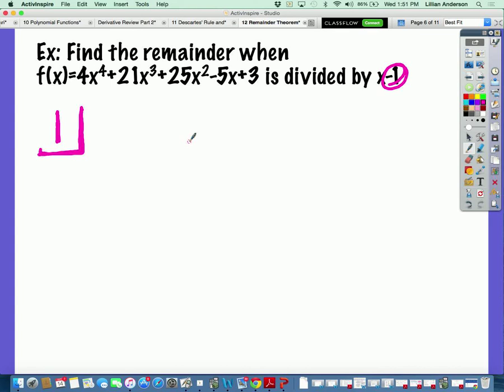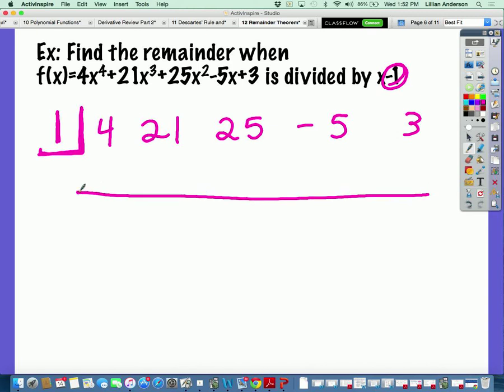And then you're going to put 4, 21, 25, negative 5, and then you put your coefficients. If I'm ever missing a term, put a 0. So say that that 25x squared wasn't there, then you would have to put a 0 as a placeholder. Now I'm looking for the remainder. The remainder always is found at the very end. So I like to put another upside down L at the end, so that way I know whatever's in that spot, that's my remainder.